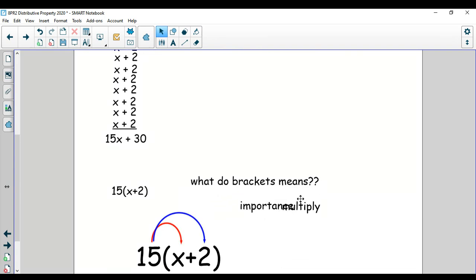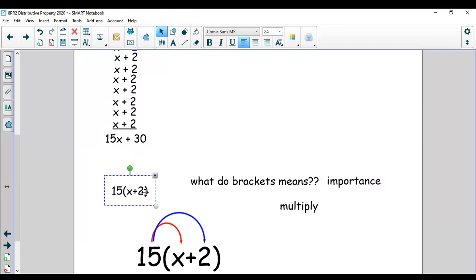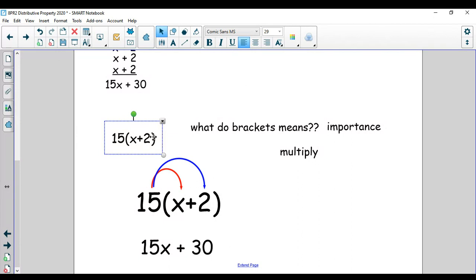Oh, what do brackets mean? Yes, they mean importance. I would agree. They also mean multiply. So we take our same question, 15 bracket x plus 2. Look at these beautiful rainbows, and this is what I want to see in everybody's work. 15 times x, brackets mean multiply. In front of the x is a 1. 15 times x is 15x. What's 15 times 2? 30. 15x plus 30 is expanding that expression or doing distributive property to that expression.